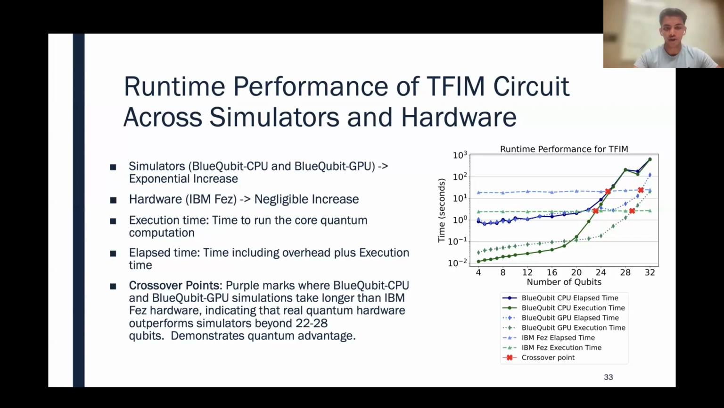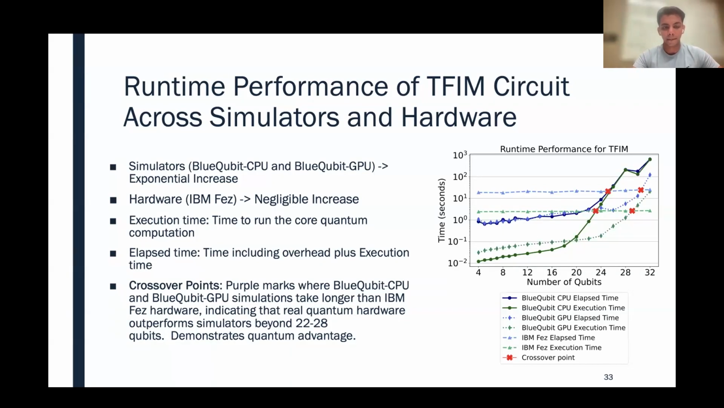what is equally important when we talk about these Hamiltonians is how fast these simulations run. We use some of the metrics that we get from the benchmarking suite from running these Hamiltonians on various devices. In this part, we compare the execution time and elapsed time on the basis of how many qubits we are using for that specific Hamiltonian. Elapsed time is the time that includes all the overhead plus execution, and execution time just means the time to run the core computation.